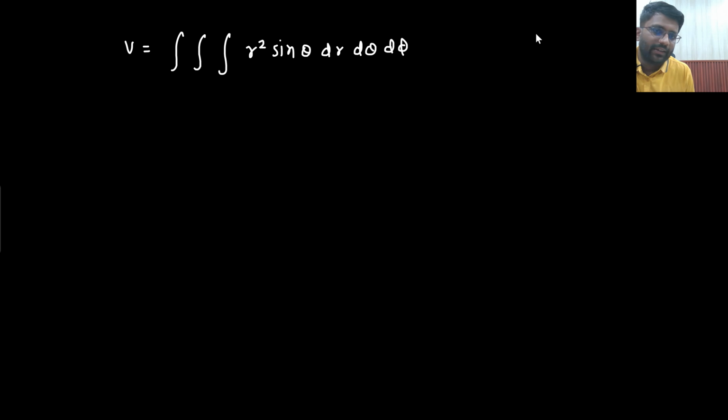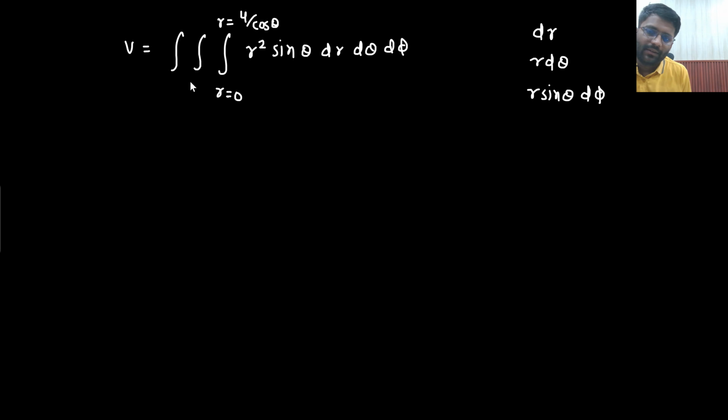I have already told that in the direction of r we work for dr, in the direction of theta we work for r d theta, in the direction of phi we work for r sin theta d phi. Multiplication of all of them is the volume. So r going from 0 to 4 by cos theta. And then theta is going from 0 to 37 degrees, right? And phi is going from 0 to 2 pi.